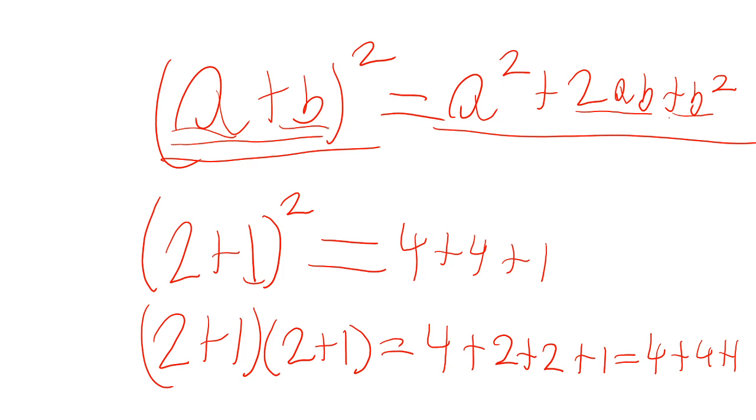In this case, that's what we did. We squared the first term, 2. 2 squared is 4. 2 times 1 is 2, and 2 times 2 is 4. And then we squared the last term, 1 squared is 1. So that's basically what we did there.